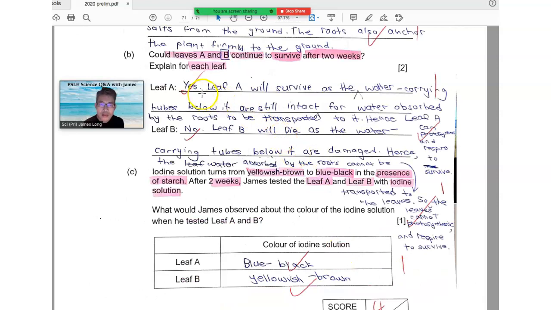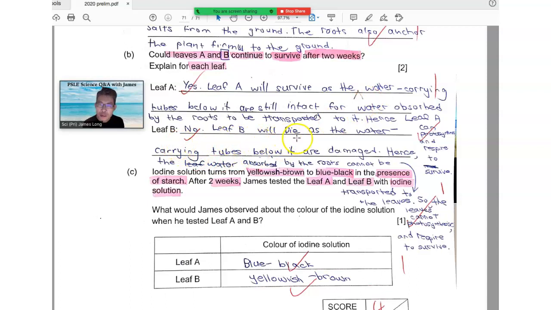So let's take a look at the answer. Yes, leaf A will survive. Why? Because the water carrying tubes below it are still intact for water absorbed by the roots to be transported to it. So leaf A can still make food, can still photosynthesize. This is the part that many of you missed out. Because living things, to survive, need air, food, and water. So don't just talk about it has water because the water carrying tubes are not cut off. Talk about the food as well. It can also make food.